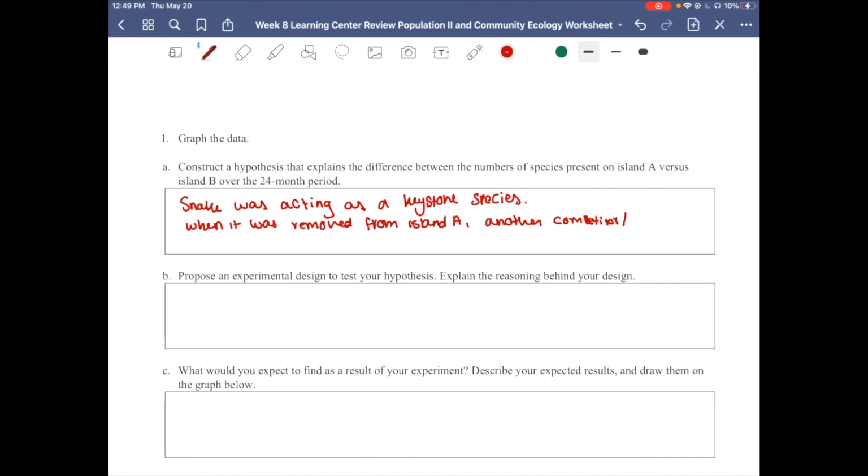This is why keystone species are really important, as they maintain the super intricate webs between different animals. In an ecosystem, it's bad when you remove a native species, but it's especially bad when you remove a keystone species that has multiple connections. And sometimes it can even drive extinction or the collapse of the ecosystem itself.